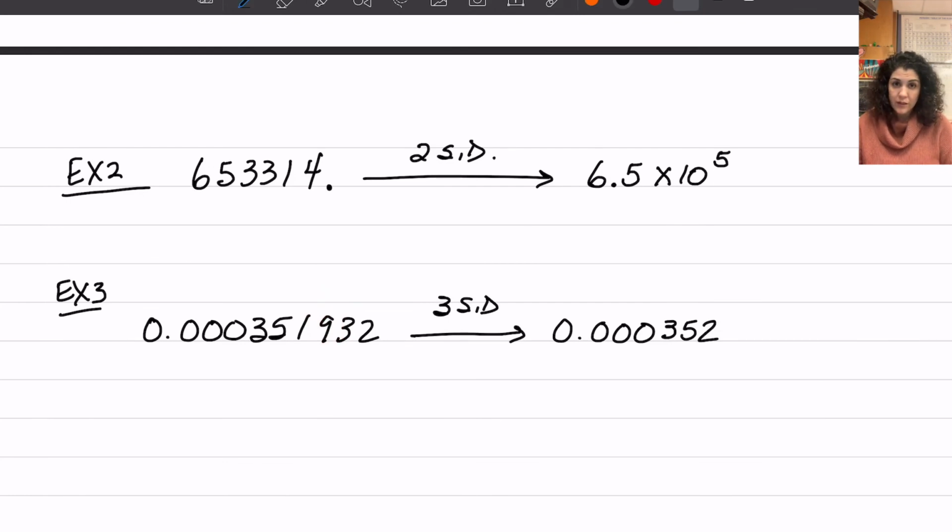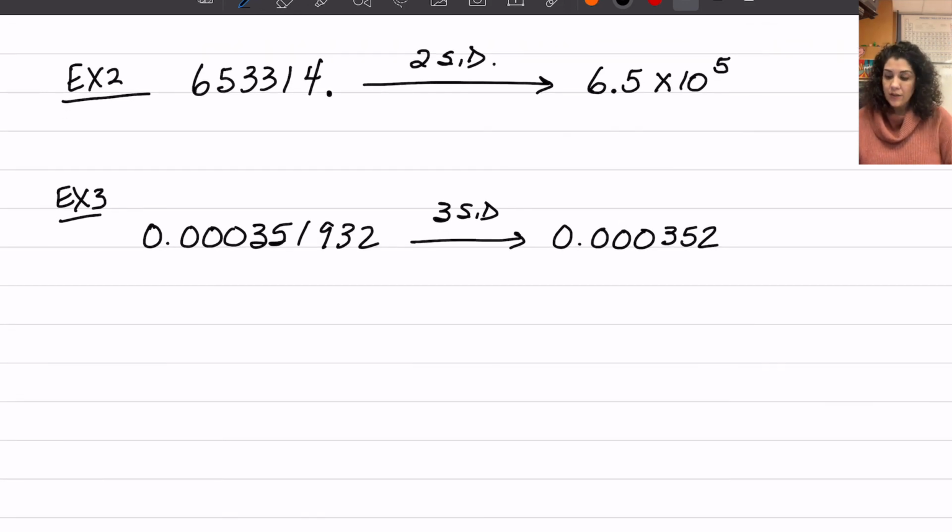So I could write it like this. Or if the question says I want it in scientific notation, then I would write 3.52 because I need 3 sig digs. And let's see how many times I had to move this decimal. 1, 2, 3, 4 times. But this time I moved it to the right. So now it's going to be times 10 to the negative 4.